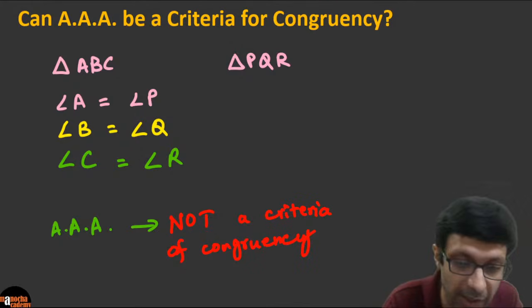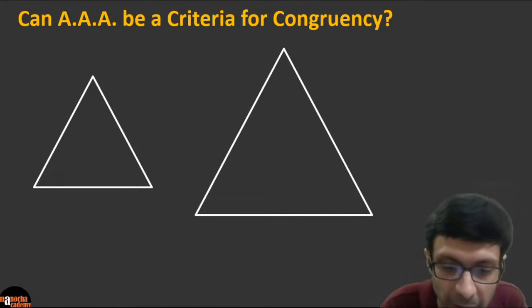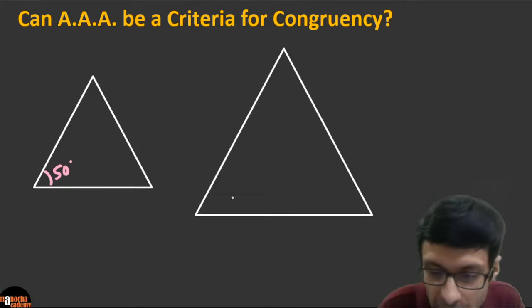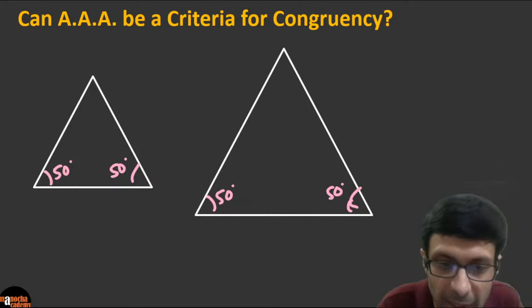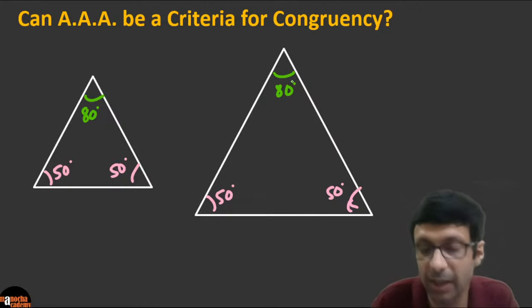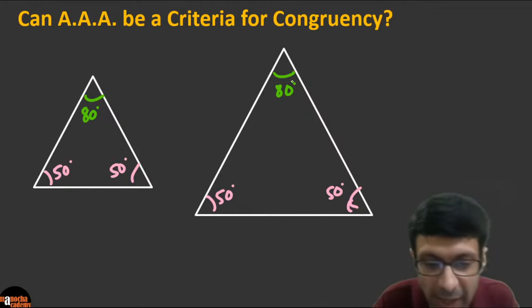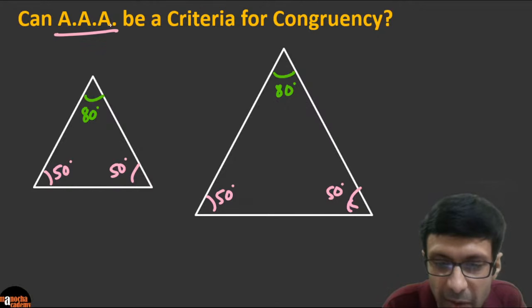Clear guys? So here's an example. Take a look at these triangles. Let's say this angle is 50 degrees, this is also 50, and this angle is 50, this angle is 50 here, and then this angle is 80, which is 180 minus that. So can you see the angles are equal? It does satisfy AAA, so the angles criteria is satisfied.